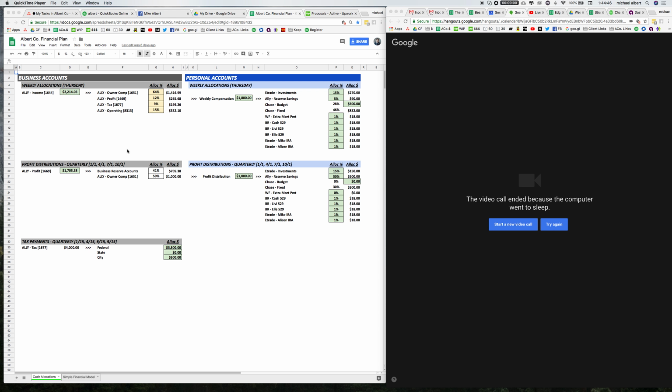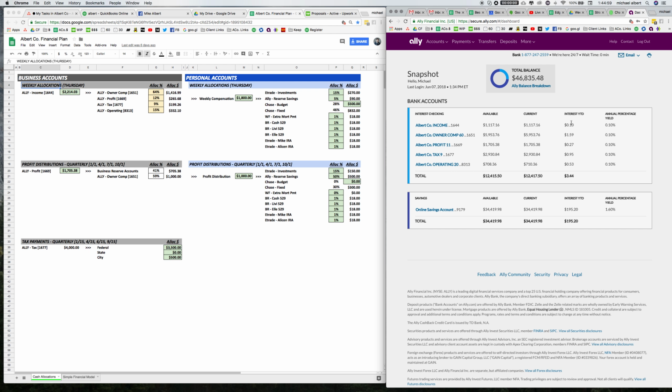I am doing my weekly allocation today. Today is Thursday, June 7th. So it's a Thursday, so I am logging into my Ally account, which I've already logged in, to do my weekly allocation. So it was a bit of a slow week, but I am going to do the good, the bad, and the ugly. So just to kind of give you guys a full view of what it's like.